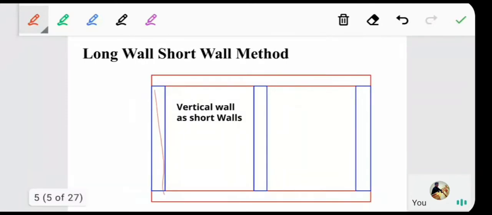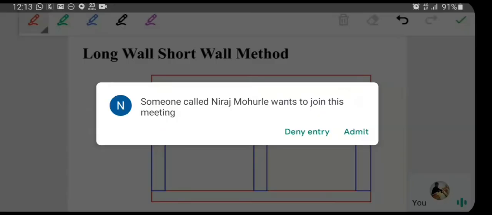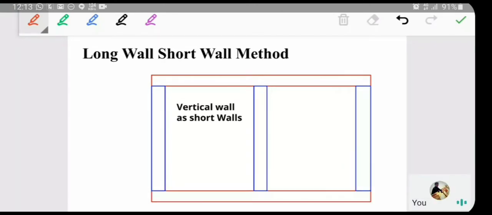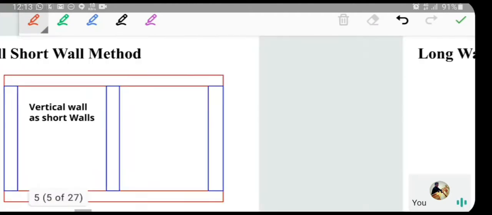Now, calculating the area of the individual walls: area of the long wall and area of the short wall will give us the total area of the wall, and multiplied with the height of that particular building, that will give us the quantity of the brickwork required. This is the concept: dividing the wall into various sections, horizontal walls as long walls and vertical walls as short walls.